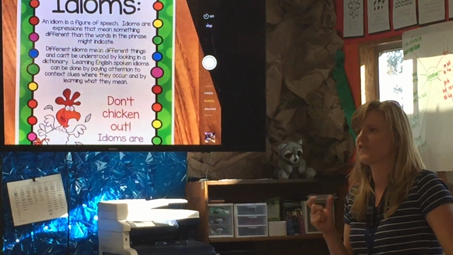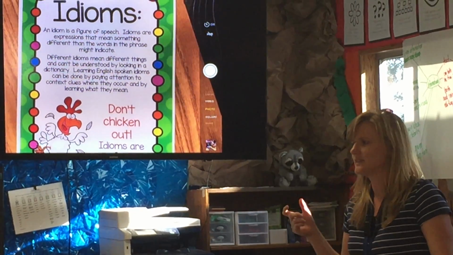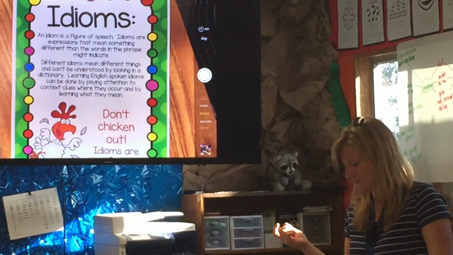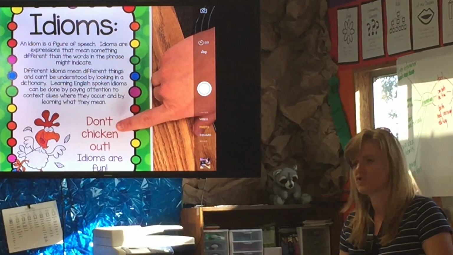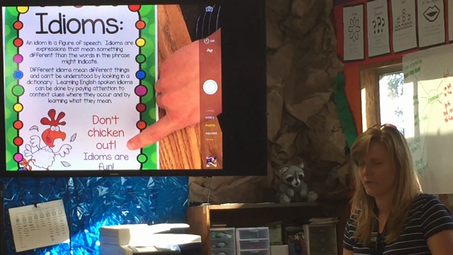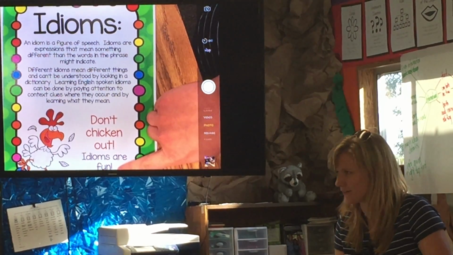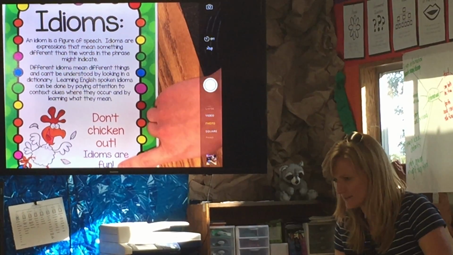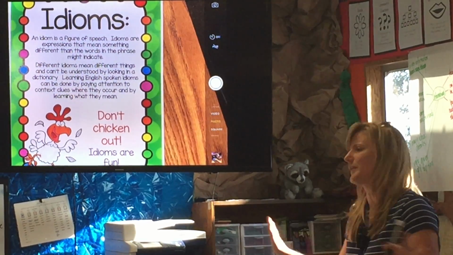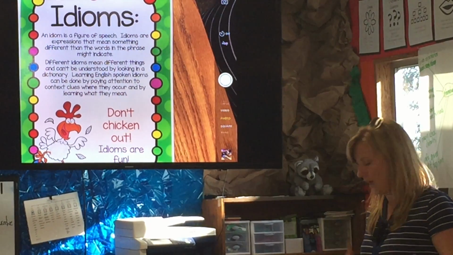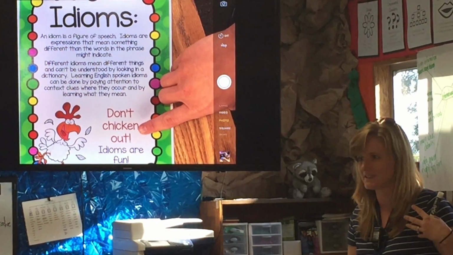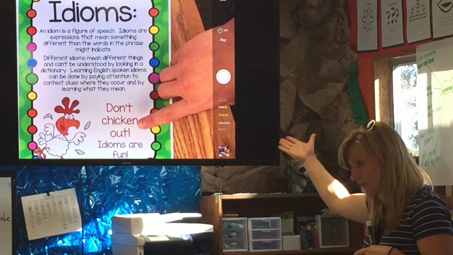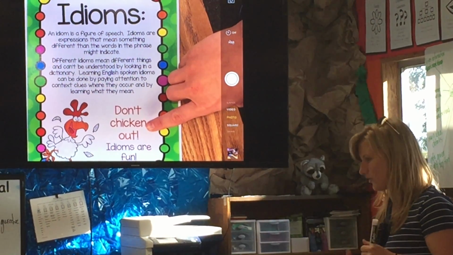Idioms are phrases that mean something different than what they actually say. So, for example, down at the bottom, don't chicken out. Well, they're not really talking about a chicken, right? That's not what that means. Don't turn into a chicken. They're implying that they don't want you to be scared. Chickening out is a phrase, an idiom, that means being scared.